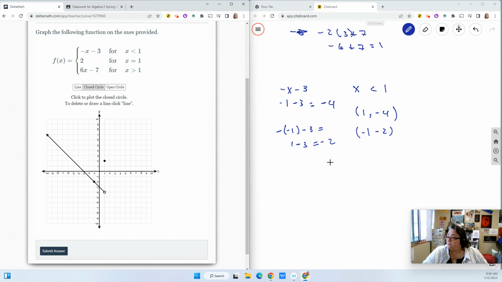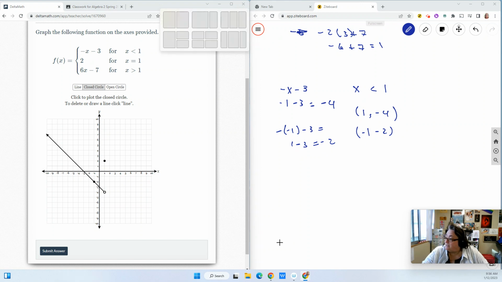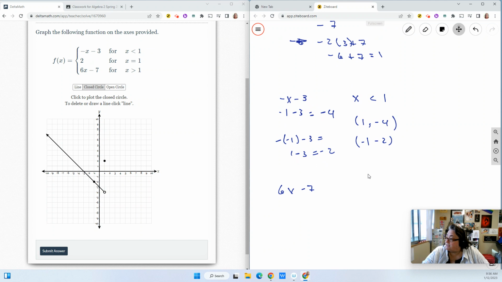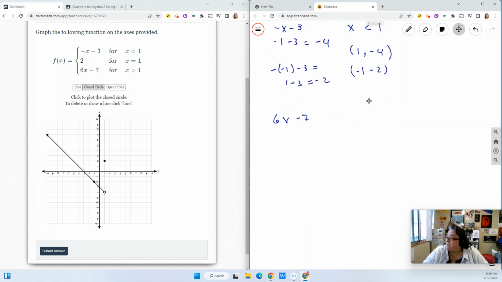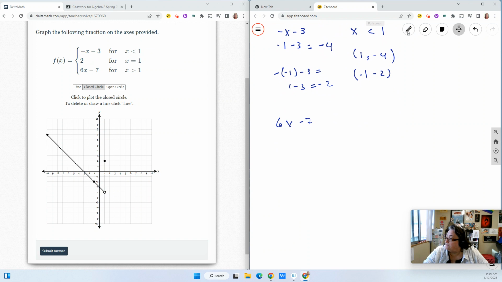Then we're going to go to this last equation. We've got 6x minus 7 for all x greater than 1. Oops. So again, we're going to start by plugging in 1, right? That'll be our first point when x is 1. And then we'll plug in some point that's greater than 1. So let's call it 3, right? But let's start with the 1. 6 times 1 minus 7 is just 6 minus 7, which equals negative 1.